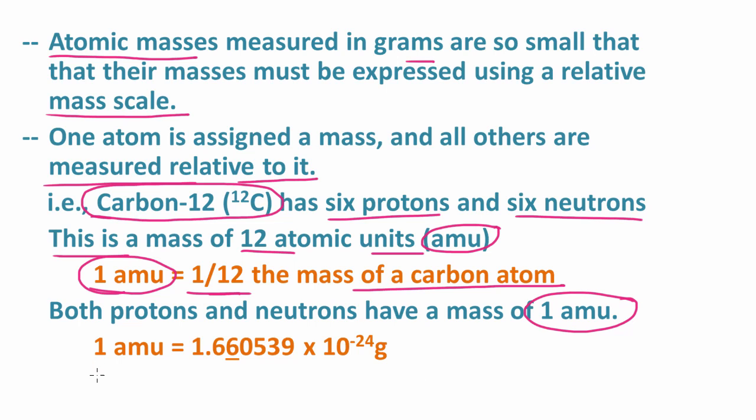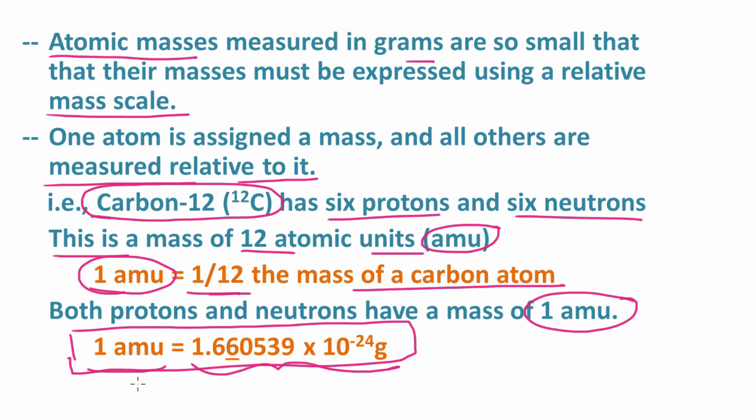So it turns out that 1 atomic mass unit has a mass of 1.66 times 10 to the negative 24 grams. So you'll want to remember this, okay? That means a proton, a neutron, has a mass of 1.66 times 10 to the negative 24 grams, which is equal to 1 atomic mass unit.